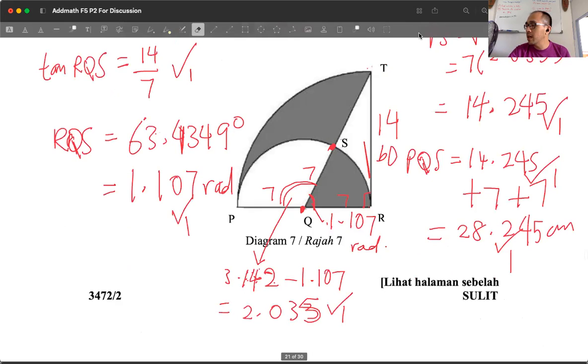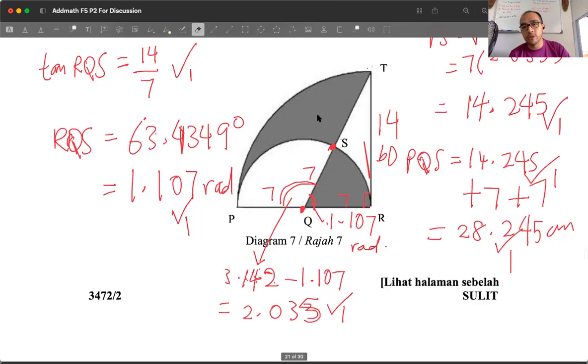Okay. Area of the shaded region. Let's think about it. Obviously, this part is easy to count, because we know this area has an angle and a radius, so we can calculate it. Our big problem now is this: how do we count this section? Let's think about this.